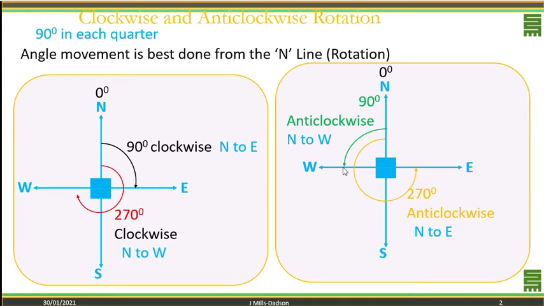When it comes to 180, you will say that is 180 in the clockwise direction. That is also 180 anti-clockwise, but they all get to south. So it doesn't matter whether you go clockwise or anti-clockwise. So when it comes to 180 degrees, we don't really qualify with clockwise or anti-clockwise movement. So that's the first thing we need to understand about some movements. Okay.